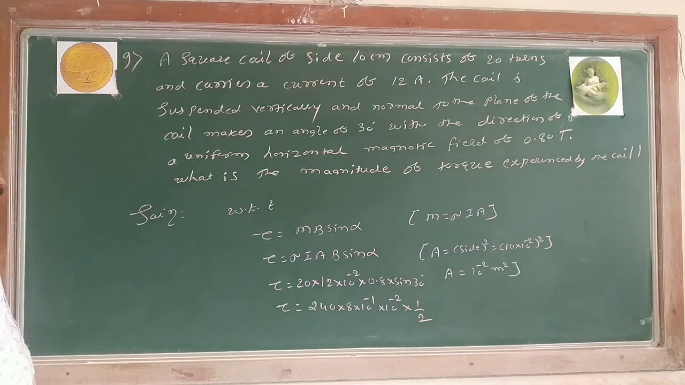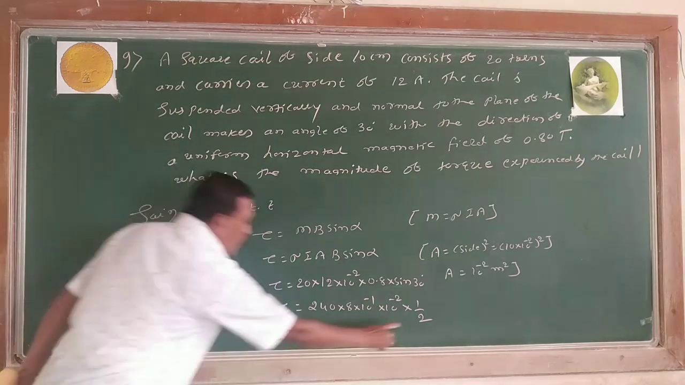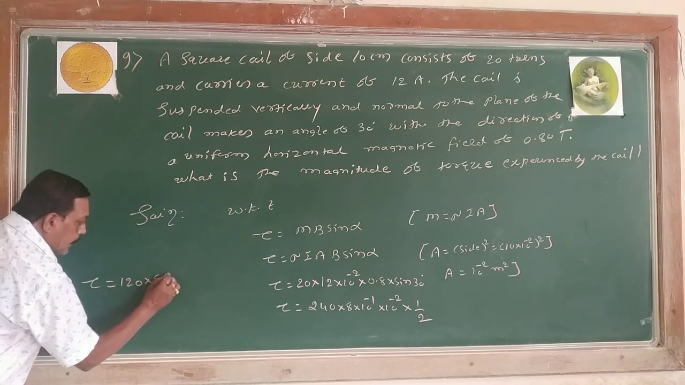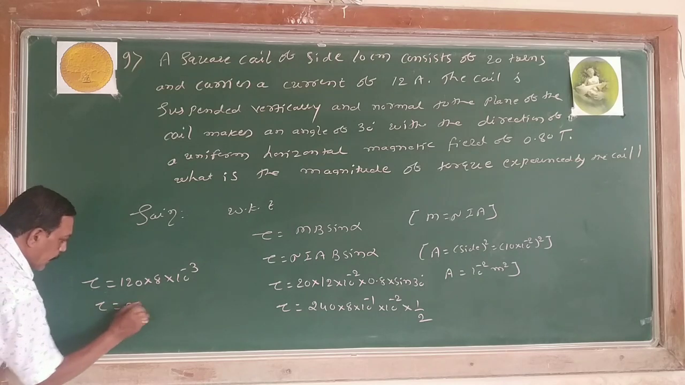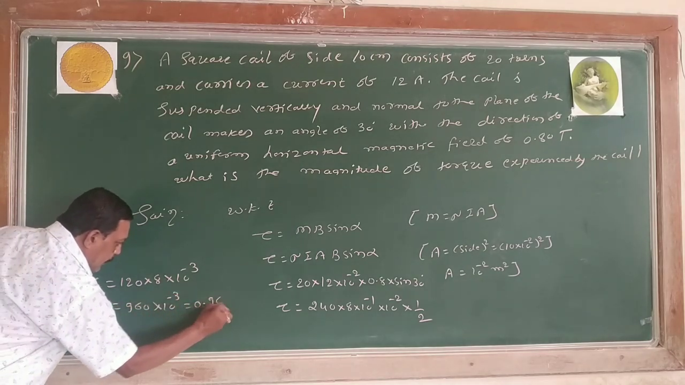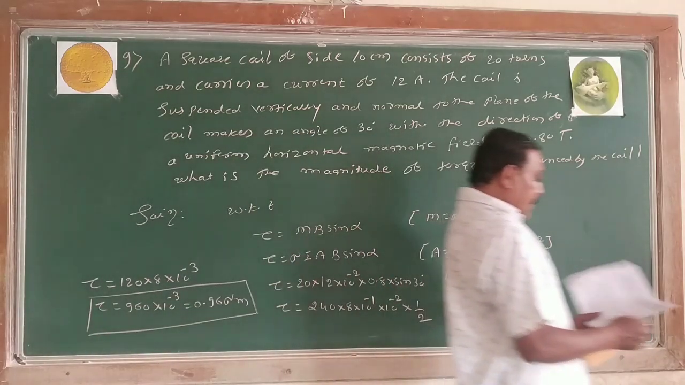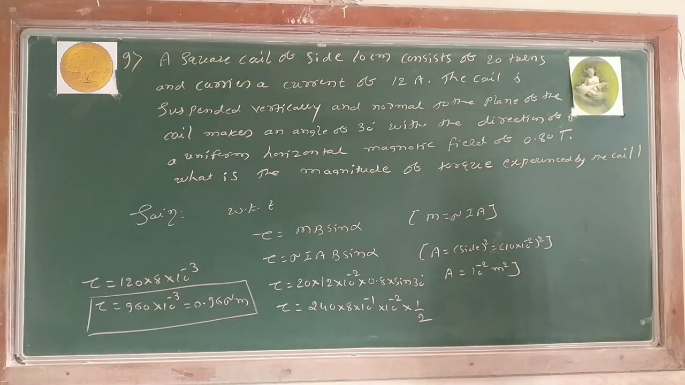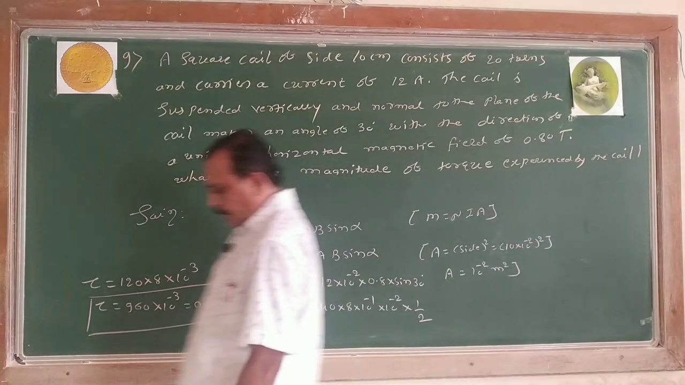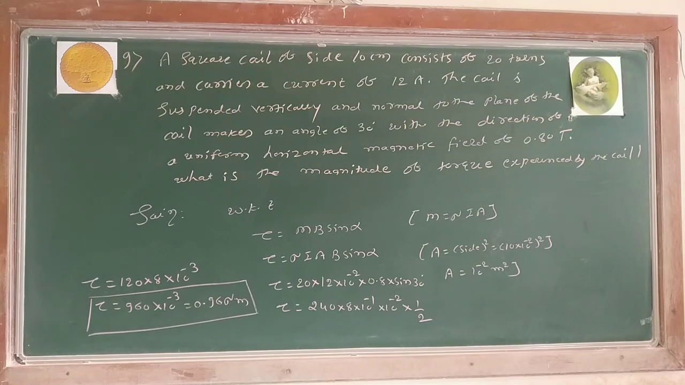Torque tau equals 2 ones are 2, 2 12s are 120 into 8 into 10 to the power of minus 3, 960 into 10 to the power of minus 3, 0.96 Newton meter. Have a look once. No need of a calculator. 0.96 Newton meter. Glance at it carefully. The problem is too long to write, then look at the solution. Approach it properly here.